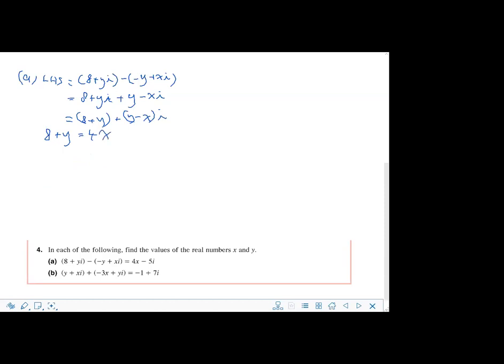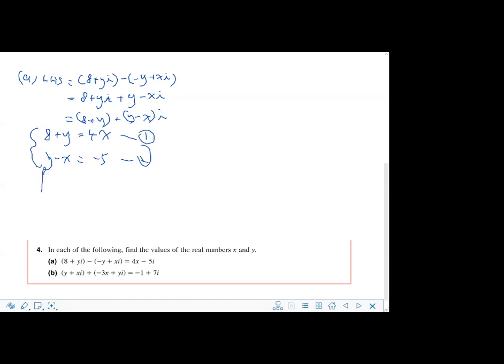This should be 4x. So we really need to set this to be equation 1. Okay? And then for the imaginary part, it should be y minus x is equal to -5. Okay? And then I call this equation 2. So we will have equation 1, equation 2.